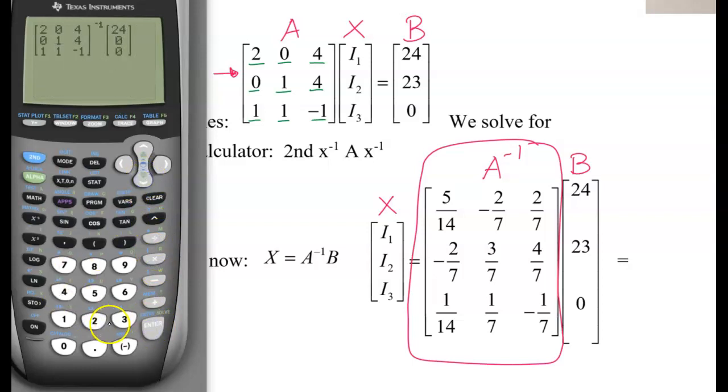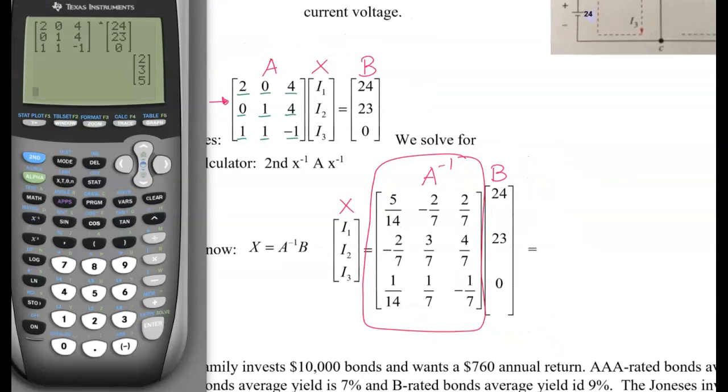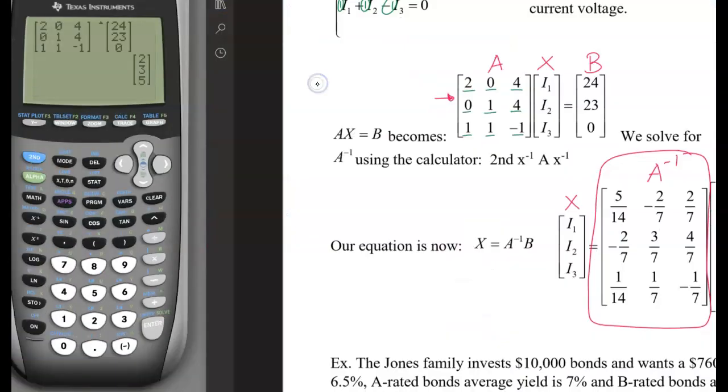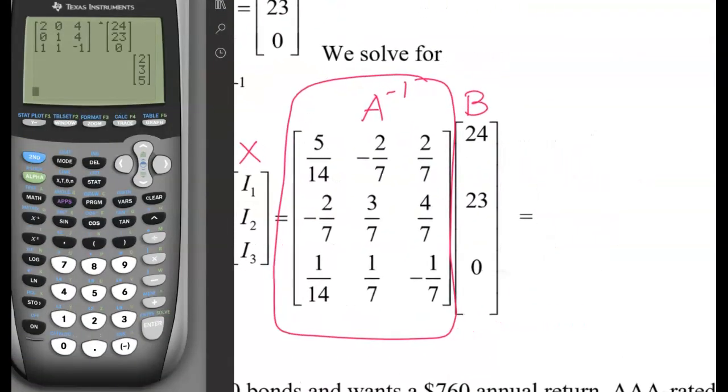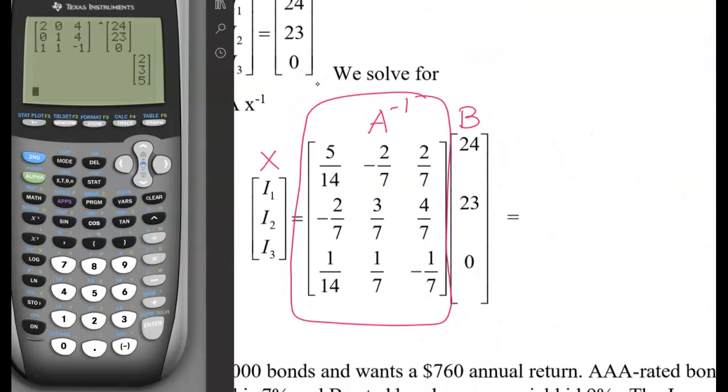24, 23, and 0. Press enter. There we go. Press enter, and we get 2, 3, 5.